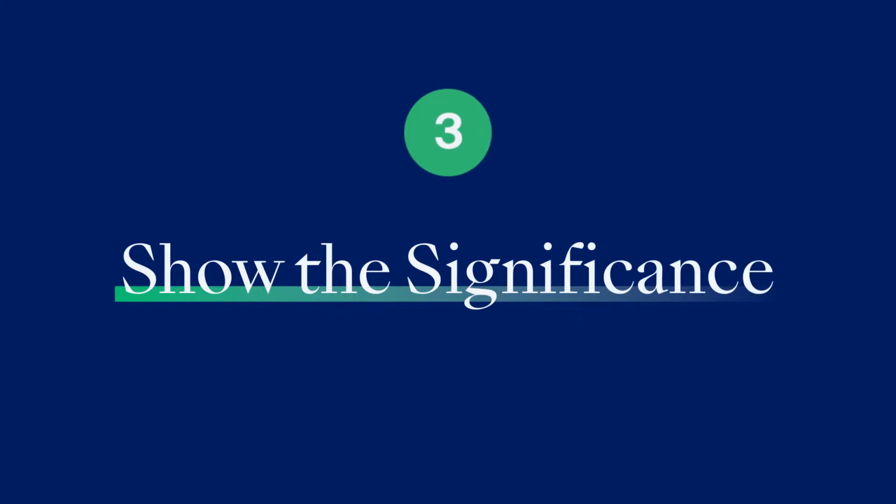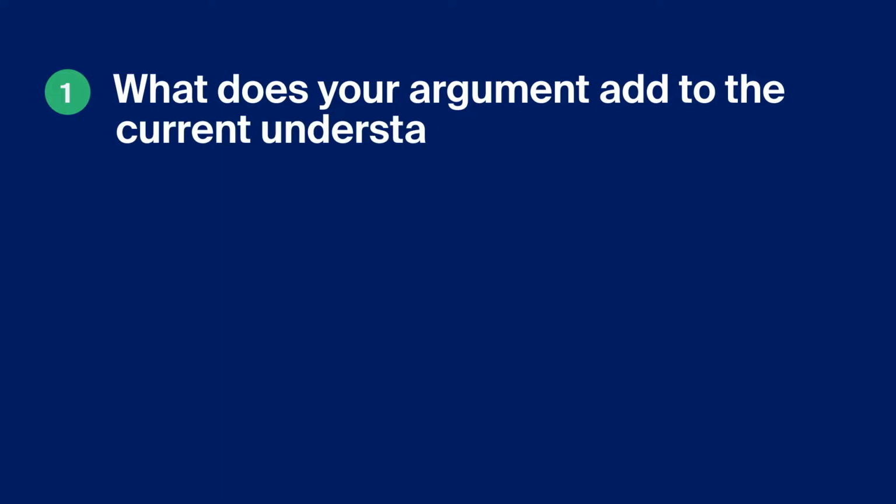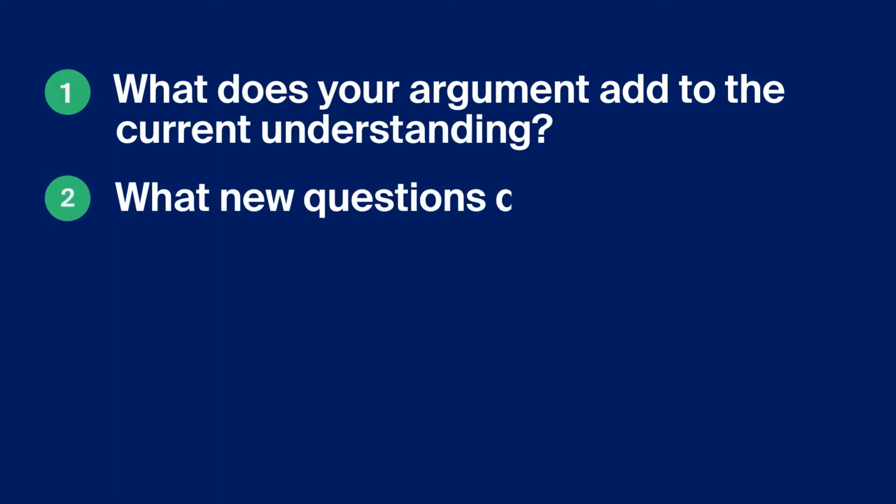Step 3. Show the significance. To provide an excellent conclusion for your essay, it's important to take a step back and offer the reader a wider view of the topic. Here, you can highlight the implications of your argument. What does your argument add to the current understanding? What new questions does it raise?